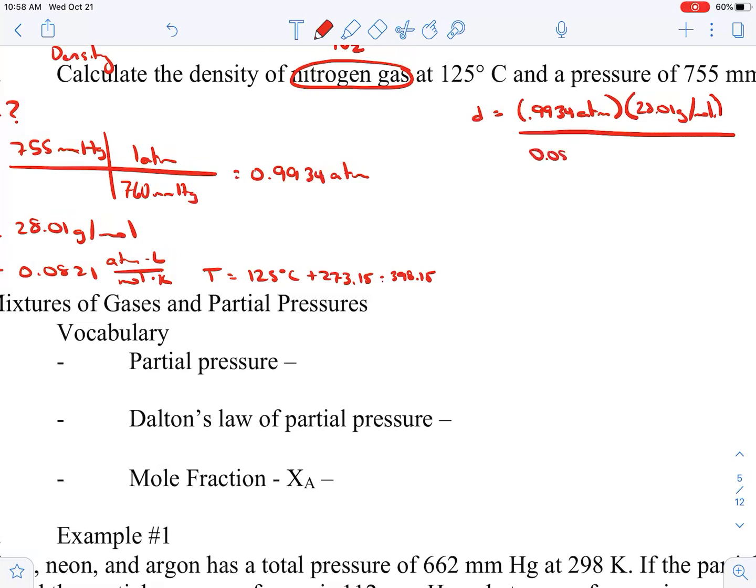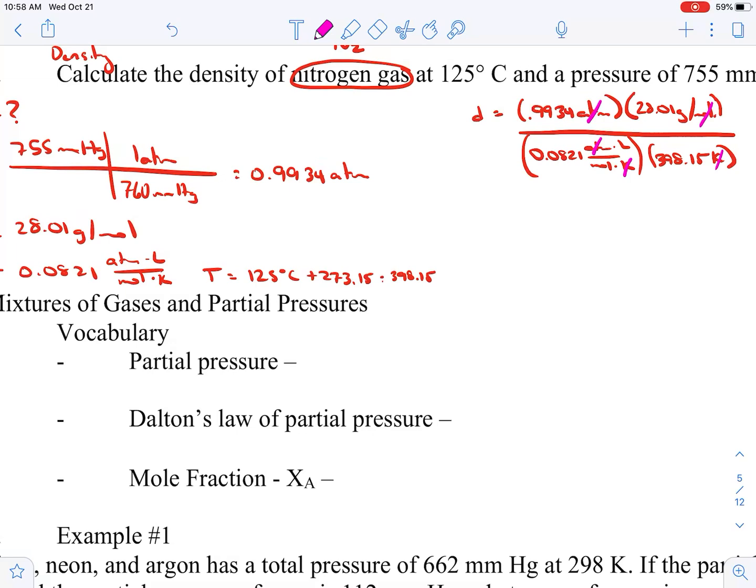So we got 0.821 atmosphere liters per mole K. And last but not least, we have our temp of 398.15 K. So if we cancel out things that we can, K, K, L. Oh, nope, L didn't cancel out. Let's undo that one. Okay, how about ATM, ATM?